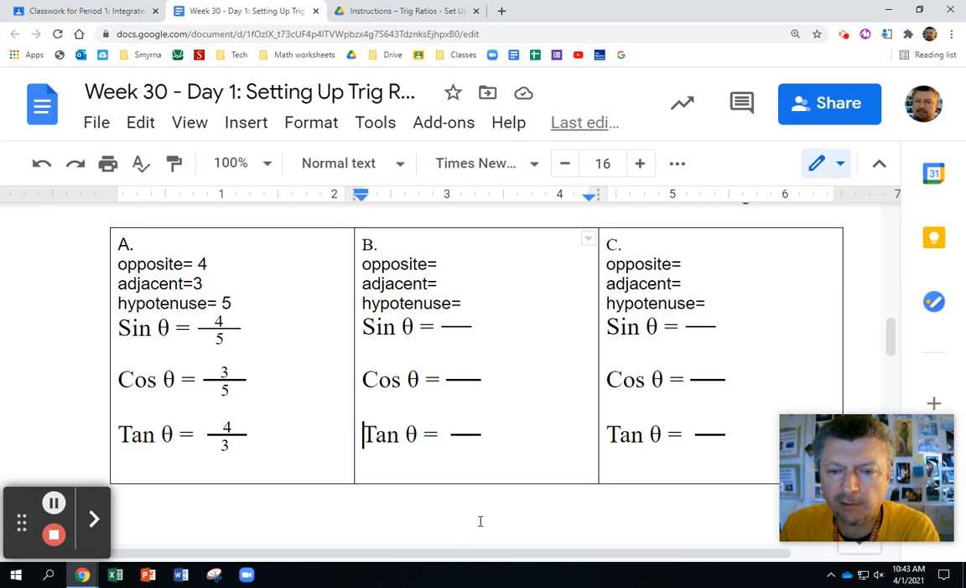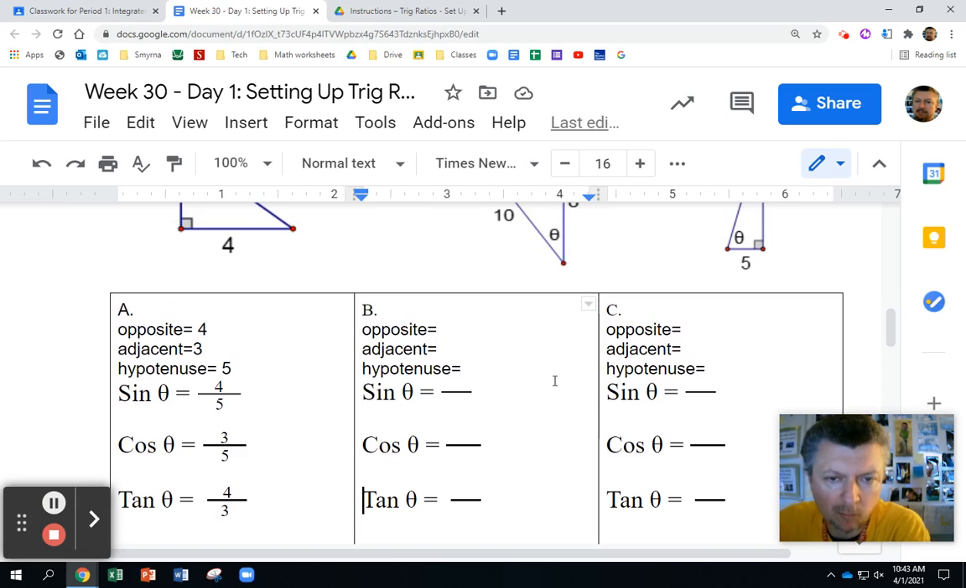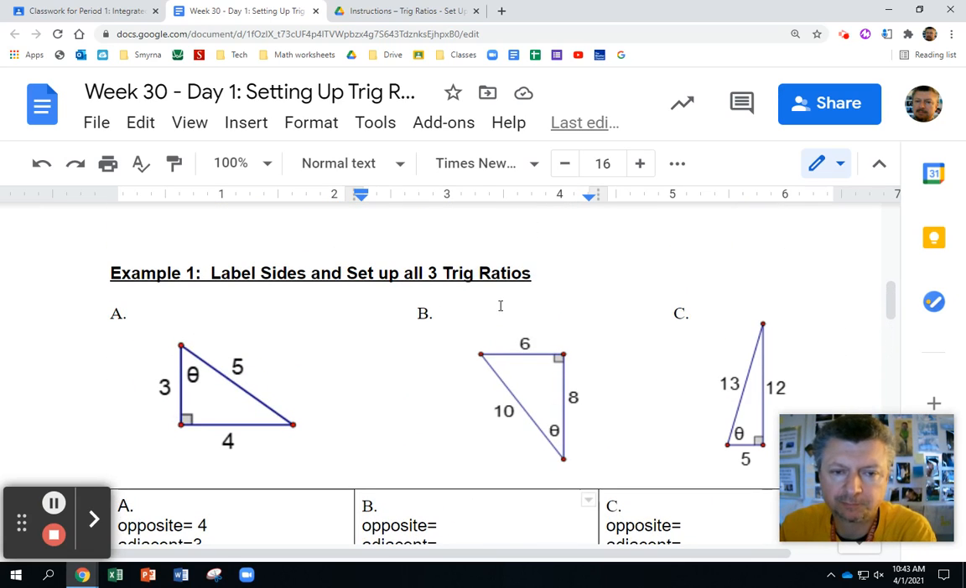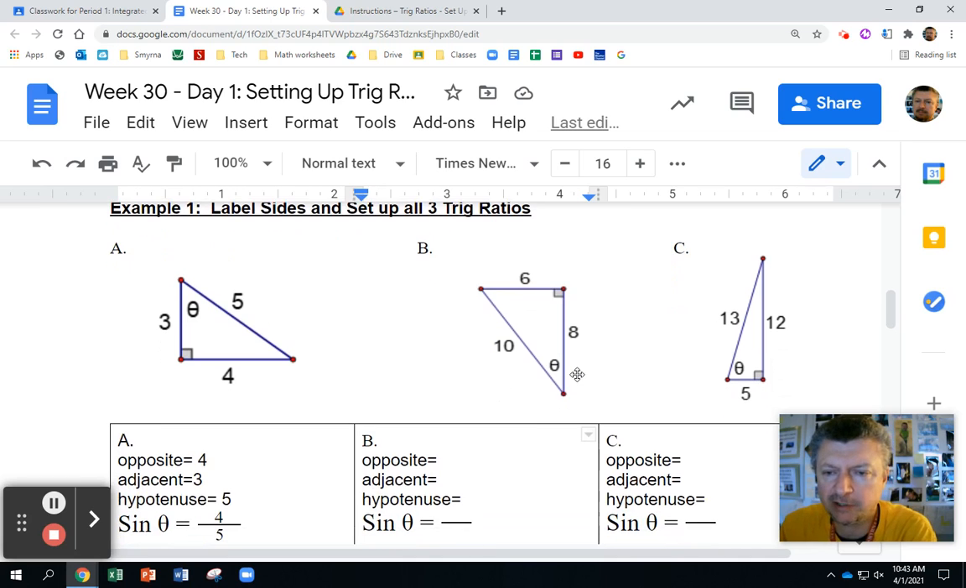All right, so let's go to the next one. Here's this triangle. Again, it's a right triangle. First thing is find the hypotenuse. There's the right angle. And across from that, you see right there on the other side of the triangle is 10. So that's hypotenuse. Also, 10 is the longest side. That's hypotenuse.